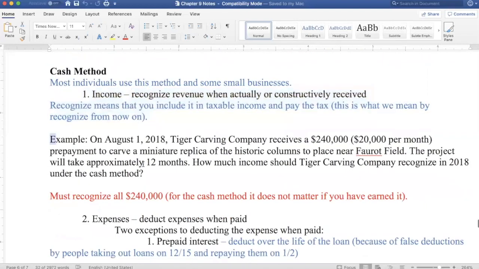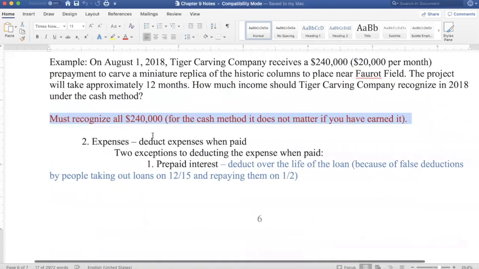In this example, on August 1st, Tiger Carving Co. receives $240,000, a $20,000 per month prepayment, to carve a miniature replica of the historic columns. The project will take 12 months. How much should the company recognize under the cash method? Because they're under the cash method, they're going to recognize all $240,000, and we don't care for tax purposes whether or not they earned it. We're more concerned with the wherewithal to pay. If they get the money now, that's when they're in the best position to pay the tax.